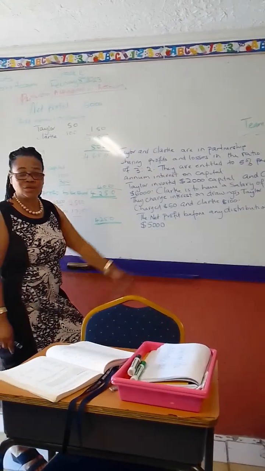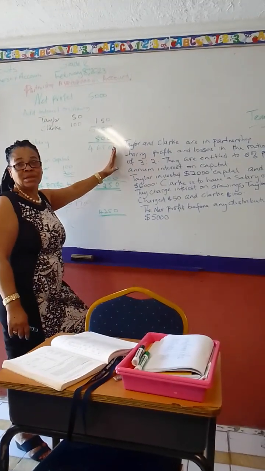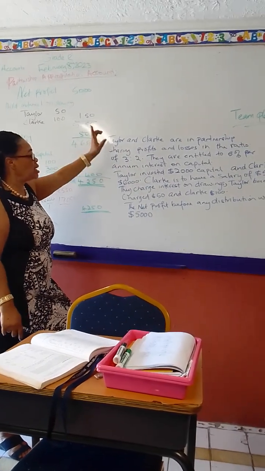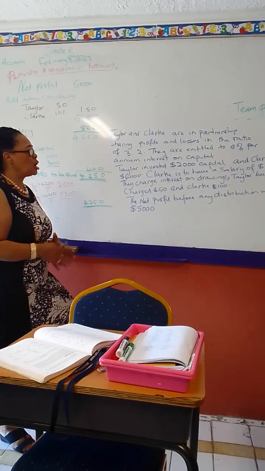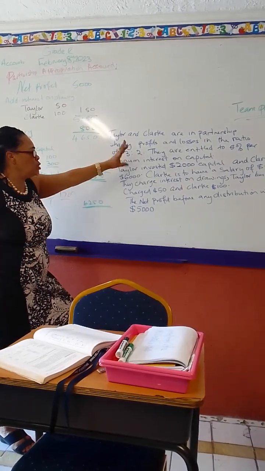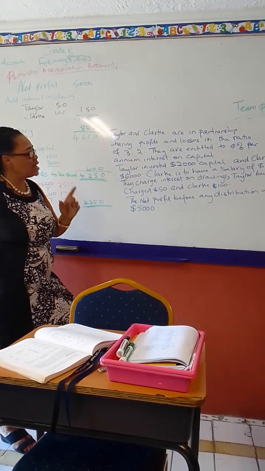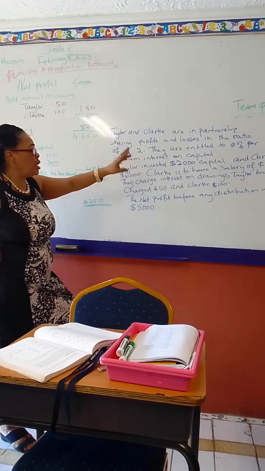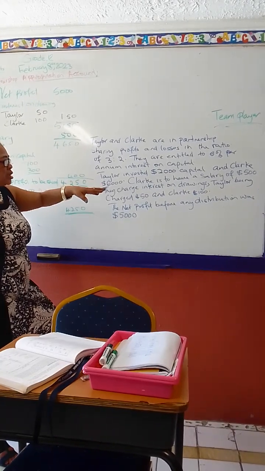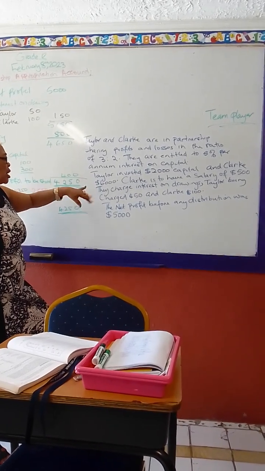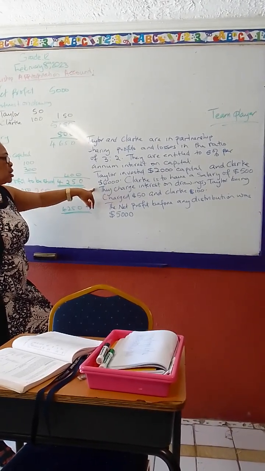Specifically for Icon. Let us read the problem. Everybody together. It says, Taylor and Clark are in partnership, sharing profits and losses in a ratio of 3 to 2. They are entitled to 5% per annum interest on capital. Taylor invested $2,000 and Clark invested $6,000.